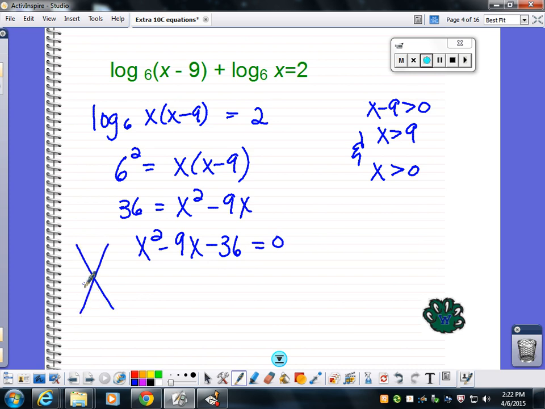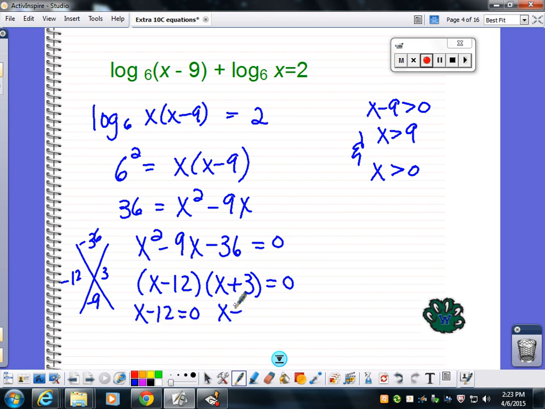Let's factor. So what multiplies to give you negative 36, but has a difference of negative 9? So it would be negative 12 and 3. The lead coefficient is 1, so that means I can go (x minus 12)(x plus 3) equals 0. Use the zero product property, set each factor equal to 0. So x equals 12, and x equals negative 3.